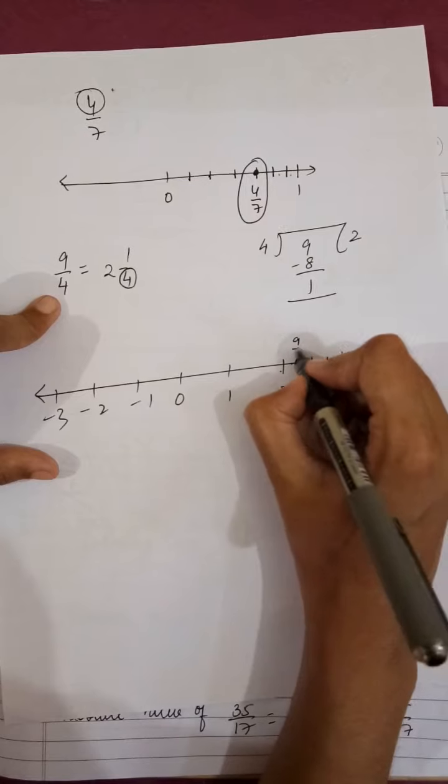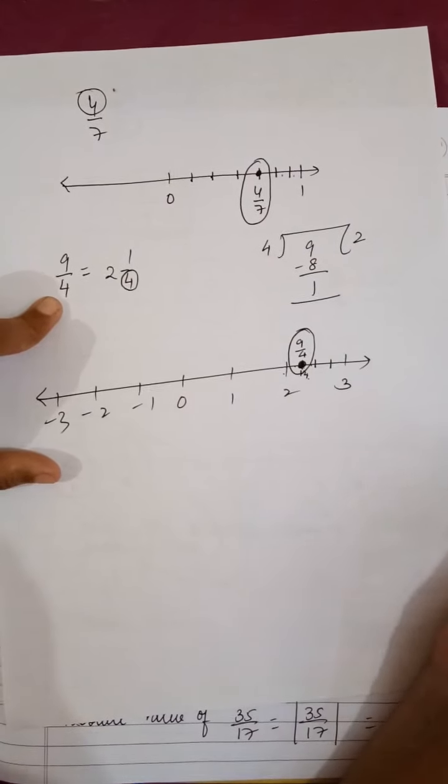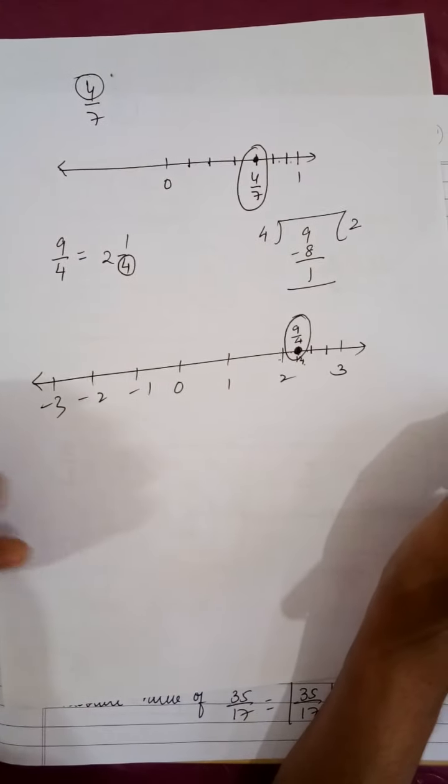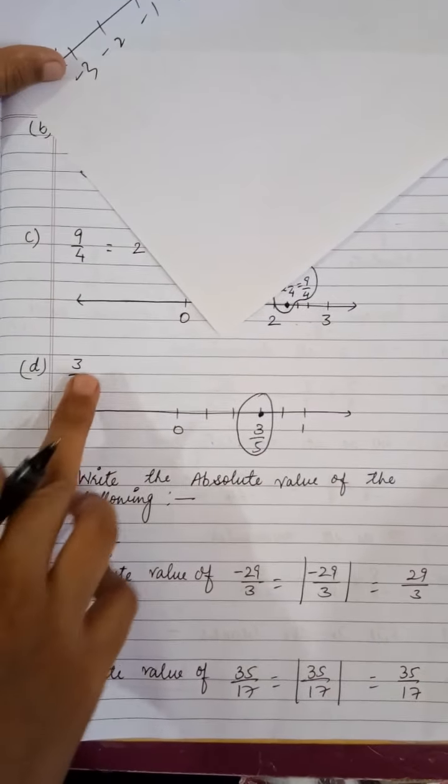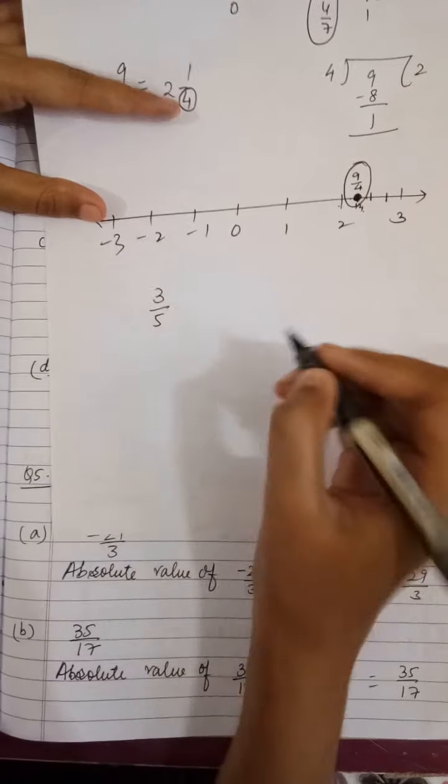So what I am going to talk about here is 9 upon 4. This is 9 upon 4. I hope it is clear to you. We have already done this in example 6. Now let's move to D part. Now D part is 3 upon 5. Now this is already a proper fraction.